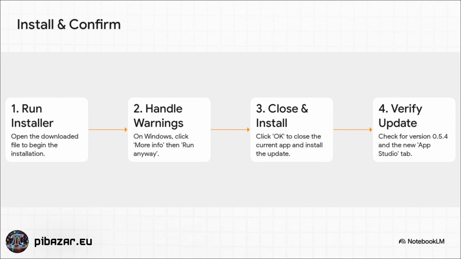All right, once that file is downloaded, go ahead and run it. Now, if you're on Windows, you might get one of those blue security screens from Microsoft. Don't panic. Just click More Info and then Run Anyway. The installer will tell you it needs to close your running Pi node. That's totally normal. Just click OK. When it's all done, the new version should pop up. The two things you're looking for are the text that says Pi node 0.5.4 and that brand new App Studio tab. But wait, you're not quite done yet.